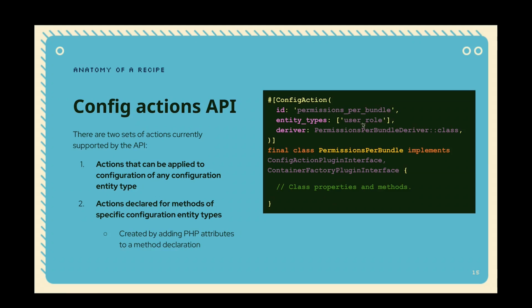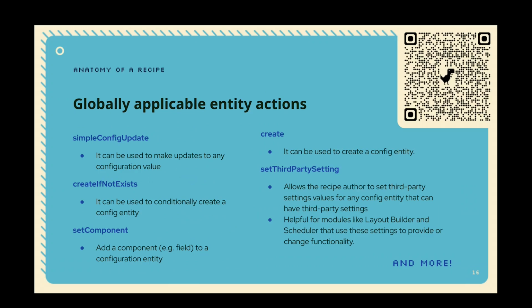So you have that flexibility. And ultimately, what that means as well is that the existing library of config actions can be broken down into two types. The first type is the globally applicable entity actions. These are ones that you can apply on any type of configuration. So things like a simple config update is one that we saw earlier. Create if not exists is one that I've used quite a bit. Set component, create, set third-party setting, and there's a variety of others. There is a QR code there if you want to go to the documentation page.